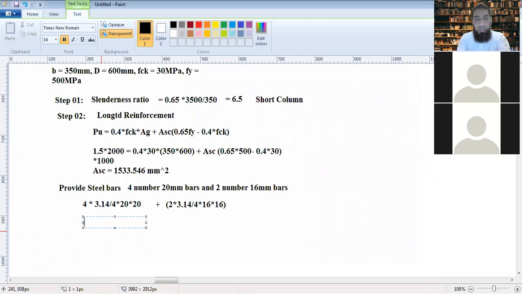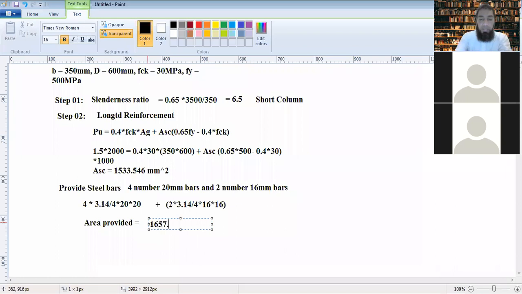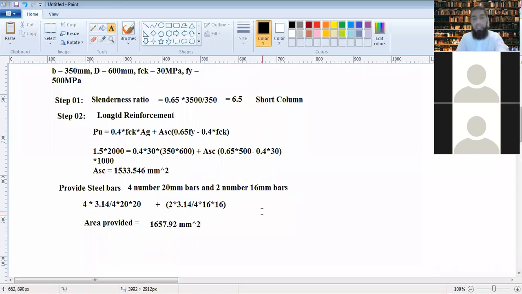So this total, the area provided would then be 3.14 divided by 4 into 20 into 20 into 4, 1256, plus then you have 3.14 divided by 4 into 2 into 16 into 16. So that's 401.92. So you're getting 1256 plus this, which is 1657.92 mm square. This is how you are getting it.